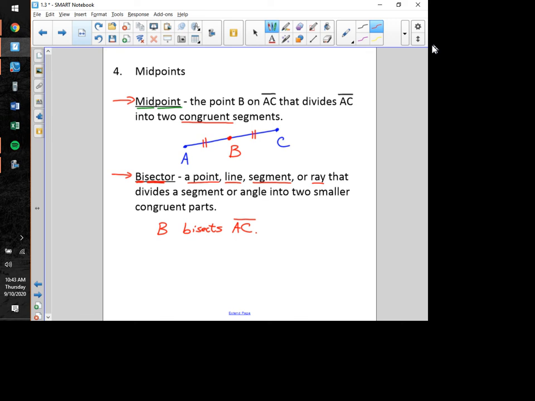Now, what you'd want to be careful of would be this. Don't put this in your notes, guys, but if I made a line passing through point B and called this point Z right here, you could now say, using this definition, remember, a bisector can be a line. So we could say that line BZ, in fact, let me go ahead and write that out. You guys don't have to, but line BZ also bisects line segment AC. It cuts it into two congruent parts. But you would not be able to say that line BZ is a midpoint of AC because a midpoint must be a point. A line can't be a midpoint.